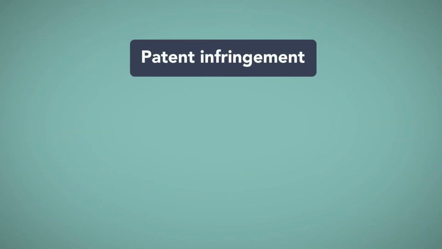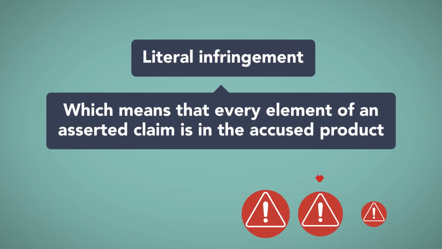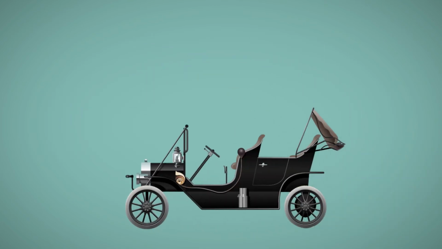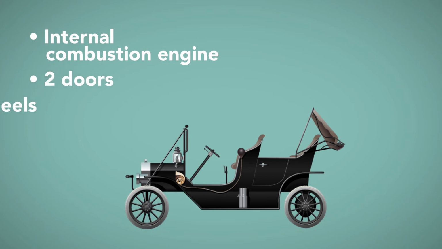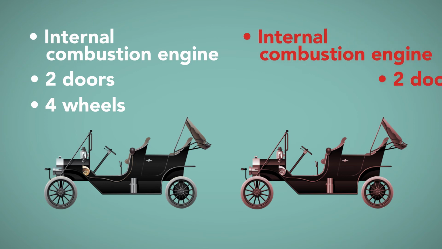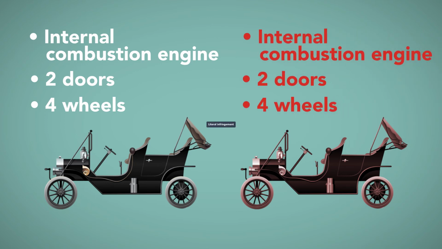The most common type of patent infringement is referred to as literal infringement, which means that every element of an asserted claim is in the accused product. For example, suppose a patent claim covers a vehicle with an internal combustion engine, 2 doors, and 4 wheels. To literally infringe, an accused product must be a vehicle with an internal combustion engine, 2 doors, and 4 wheels.